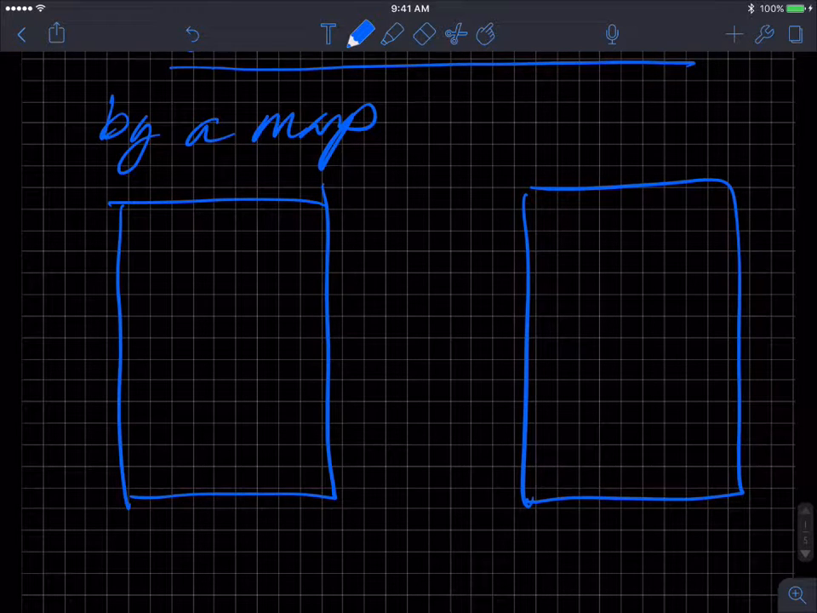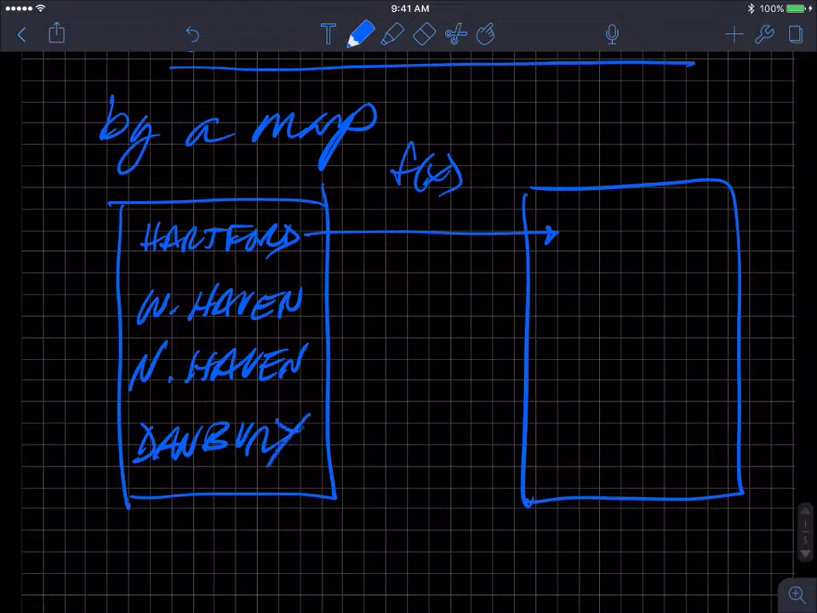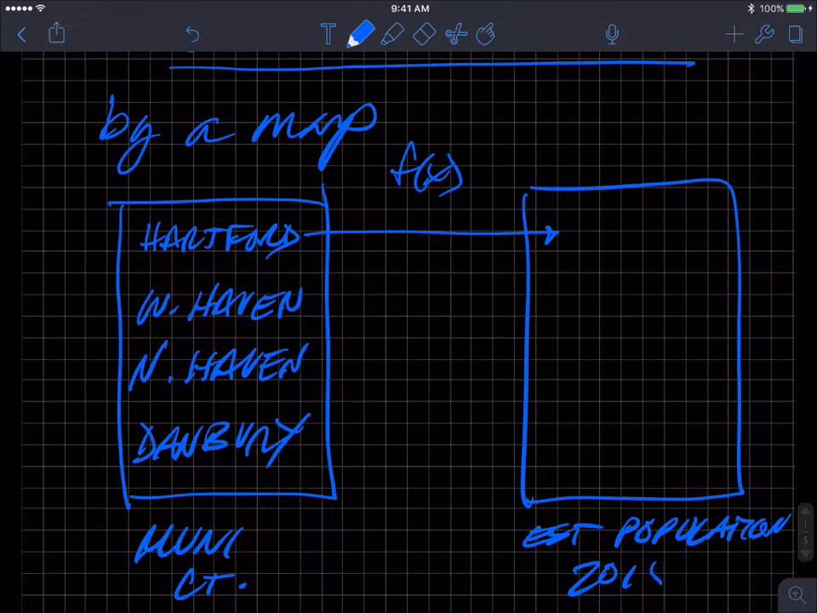So here's a set, and here's a set, and I'm going to have some function that maps these values to those values. And here are my values: Hartford, West Haven, New Haven, and my hometown. Well, not hometown. My hometown's in Pennsylvania, but where I currently live, Danbury, Connecticut. So this is municipalities in Connecticut, and this is the estimated population in 2015. That's the website that came up, so I don't know why it's not more recent, but I'm not going to fight about it too much.